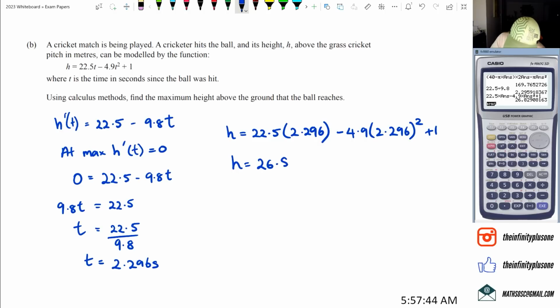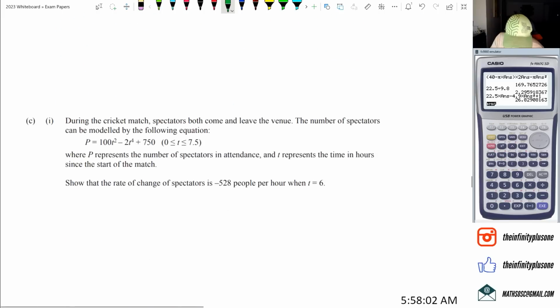So h is equal to 26.83 meters. Now in terms of grade for this question, you are going to get merit for finding the height. Finding the derivative and putting it equal to 0 is going to get you an achieved. Okay, next part, next question.